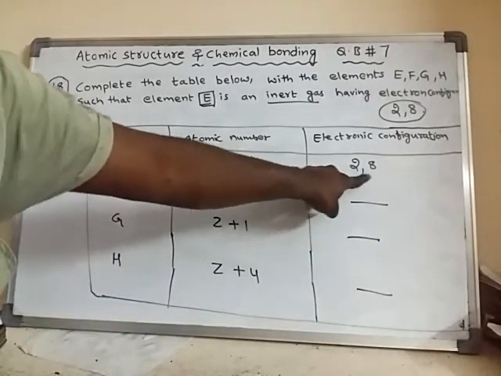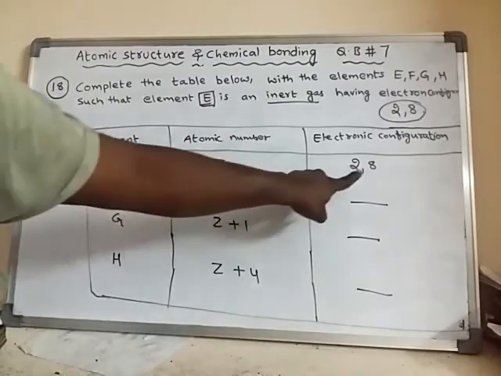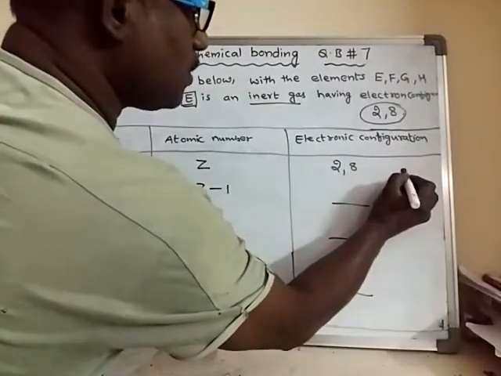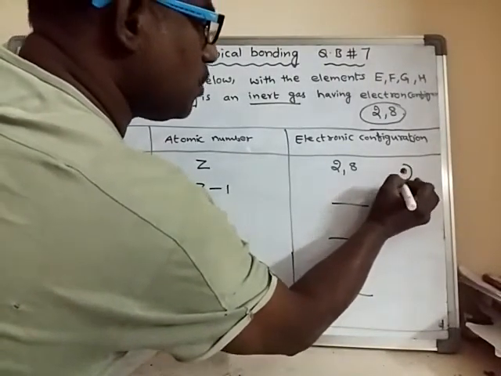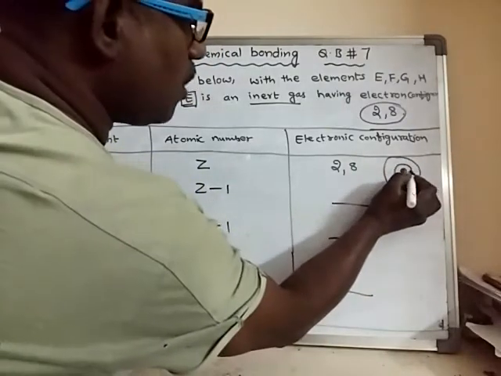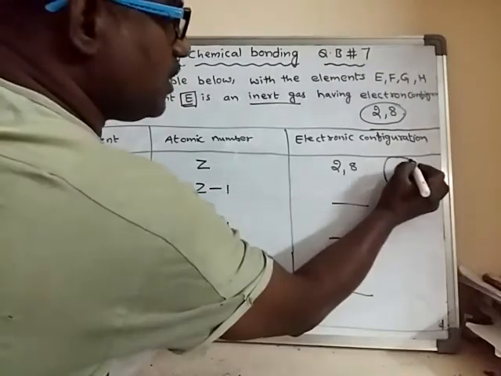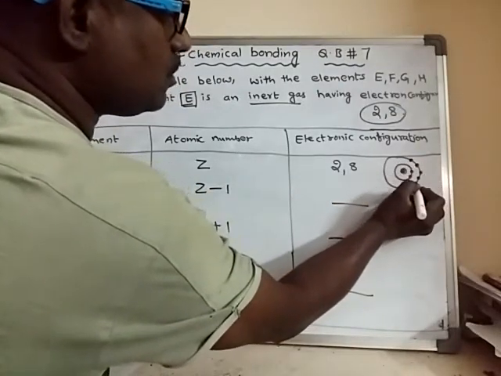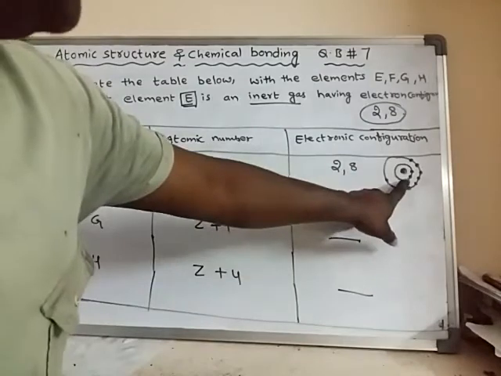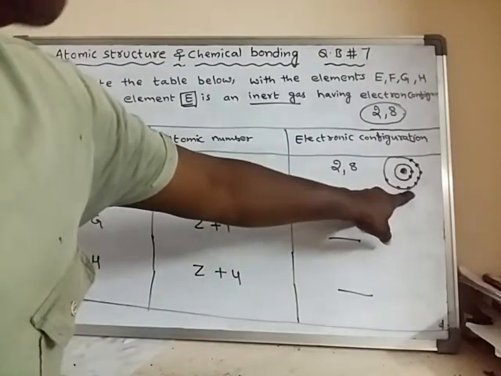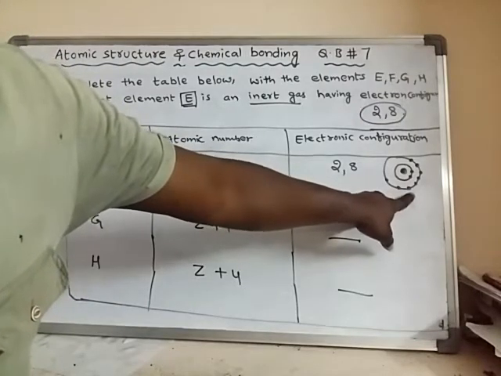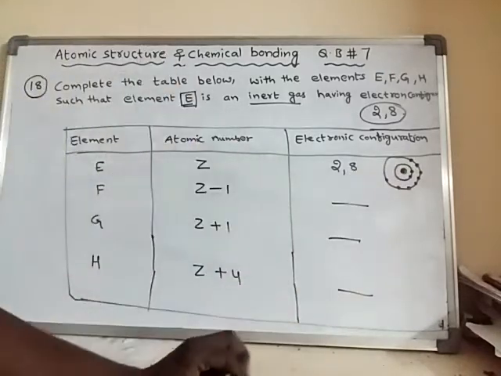Suppose this is the electronic configuration of element A. Suppose this is the nucleus, then this will be the first orbit and this will be the second orbit. In the first orbit there are only 2 electrons, and in the second orbit 8 electrons are there. So the first orbit is the inner orbit, the second orbit is the outermost orbit. So here we can add electrons or remove electrons only in the outermost orbit.